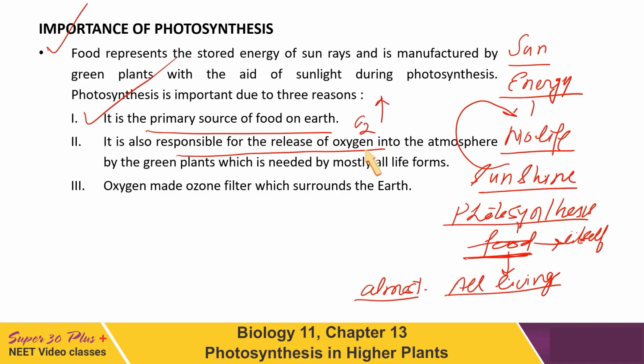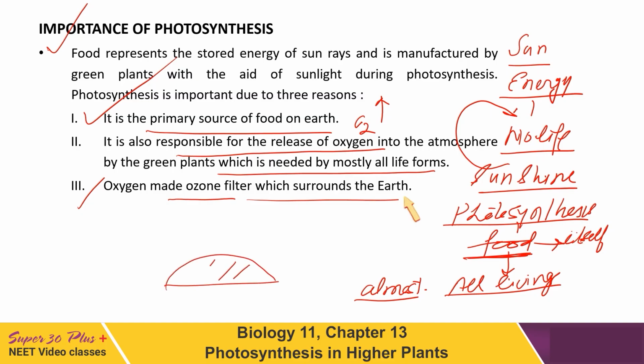This will be released in air, and this oxygen is required by all life forms which are doing aerobic respiration. The third important point: oxygen released in photosynthesis is responsible for making the ozone layer, the ozone filter which surrounds our planet. This is our earth, and it is surrounded by the ozone layer.